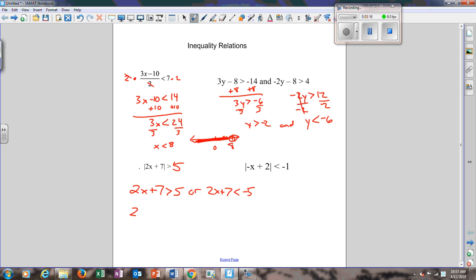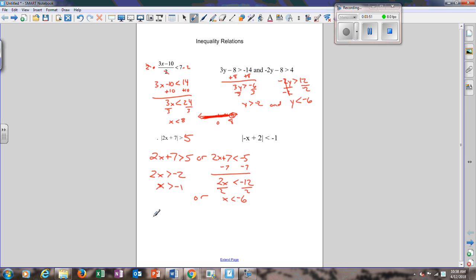Now we just solve. 2x, you subtract 7 from both sides, is greater than negative 2. Divide by 2, and you get x is greater than negative 1. On the other one, you subtract the 7. You get 2x is less than negative 12. Divide by 2. And you get x is less than negative 6. And so those are your answers.